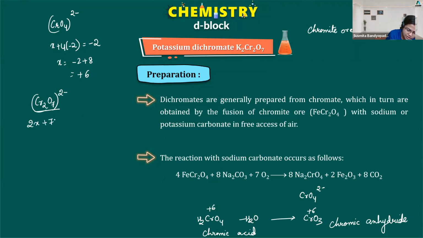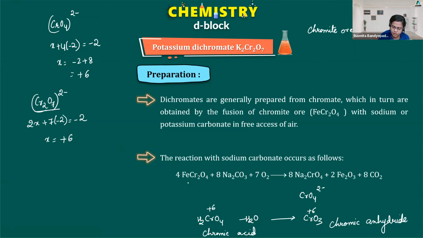Now here, this is also 2 minus. 2x plus 7 into minus 2 is minus 2. x comes out to be plus 6. So chromate and dichromate both are plus 6. When chromate becomes dichromate, it's not a redox reaction. Just remember that. If this slide is over, we can get to the next one. I was waiting here for some time, in case someone joins, they can listen from the beginning.